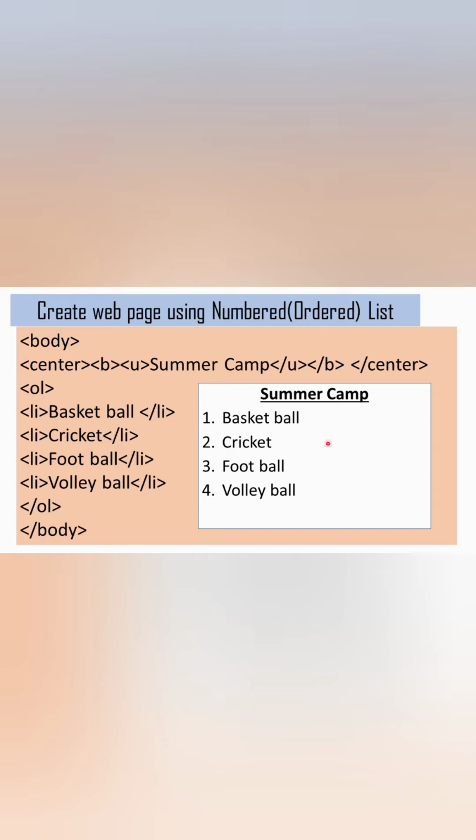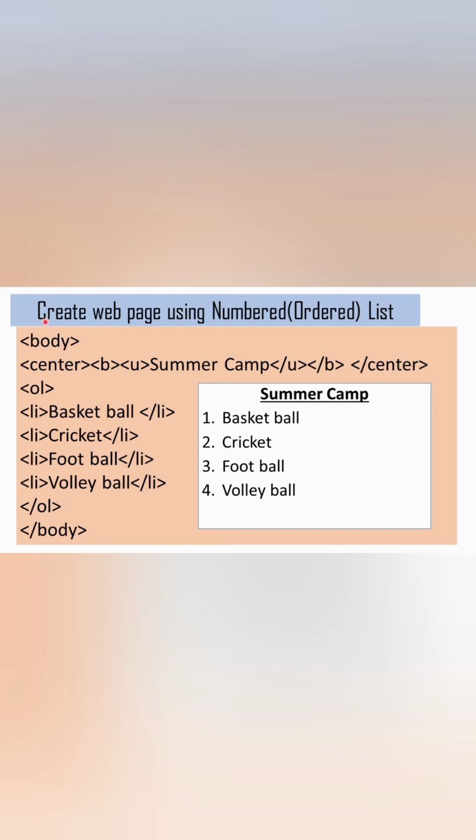Now create a web page using numbered or ordered list. This program is same as the unordered list. Only difference is here we are using the OL tag instead of UL tag. OL tag means ordered list tag. So instead of UL tag, you have to use here OL tag, ordered list tag. Rest of the things are same only.